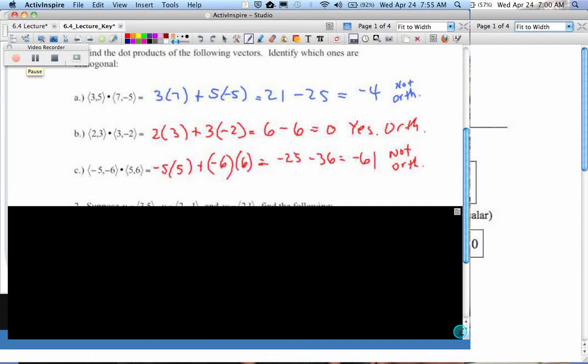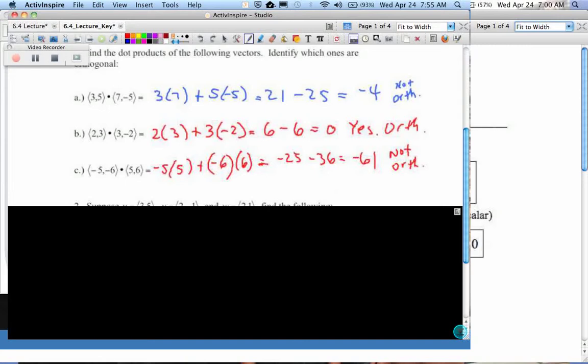So if you look at B, you would have taken the x's, which would be the 2 times 3, the y's, which would be the 3 times -2, and you get 6 and a -6, and when you add them, you get 0. So that is an example of orthogonal vectors. Down here, when you multiply all that out, I get -25 and -36 for -61, so that again is not orthogonal. Pretty easy, right?